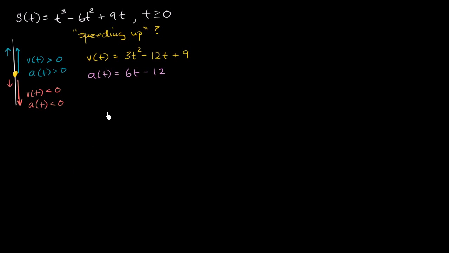Now we just need to think about over what intervals these things are positive or negative. So let's think about the velocity function first. When is this going to be positive? So let's just think about, when is 3t squared minus 12t plus 9 greater than 0? Well, let's see, we could try to factor this left-hand side. What I like to do is get rid of this leading coefficient, this 3. So let's divide both sides by 3, and we get t squared minus 4t plus 3 is greater than 0. This is pretty straightforward to factor. This is t minus 3 times t minus 1 is greater than 0.